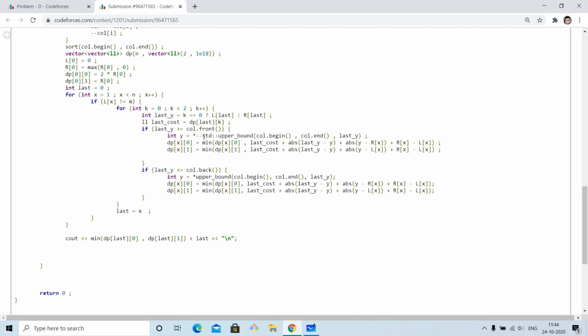Then we will compute the nearest left position to the pos. And if we are sweeping the xth row and ending at the position 0, that will be the minimum of that, which will initially be 10 to the power 18, and the last cost, that is the cost associated up to the ith row, plus the absolute of last y minus y.